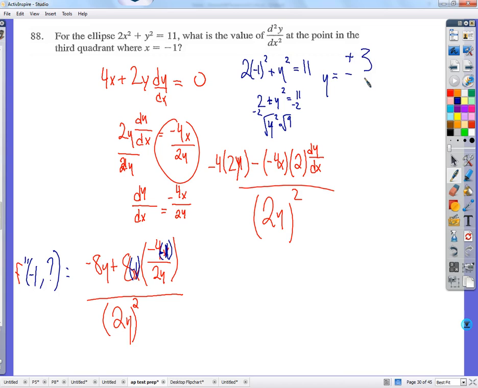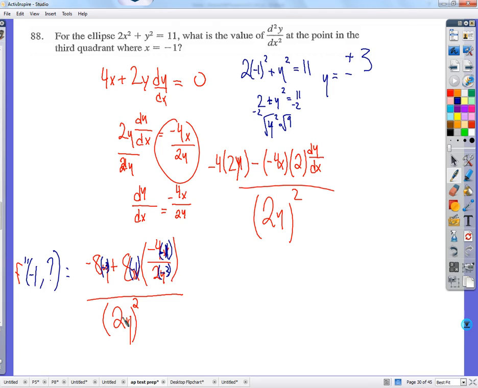Now, when we go to plug in y, do we plug in 3 or do we plug in negative 3? Pause. You have to figure it out. It's in the third quadrant. In the third quadrant, what kind of y's do we have? Third quadrant is bottom left. Negative y values. So we must plug in negative 3.